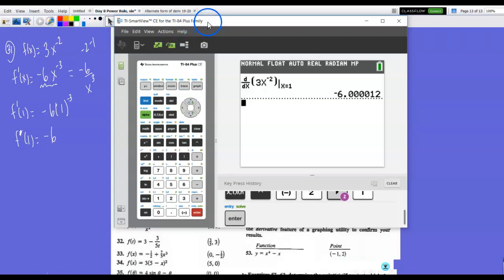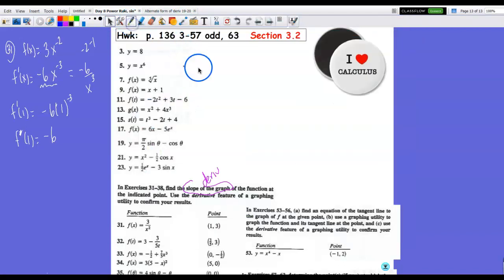However, if you have an older model calculator, when you press math number 8, it will type this onto your screen. It'll say nDeriv, and it'll put a parenthesis. So if that's the model calculator you have, here's what you always do. You're going to begin by putting in the function. So in this case, we would have 3x to the negative 2 power with a comma, and the comma is right above the 7.